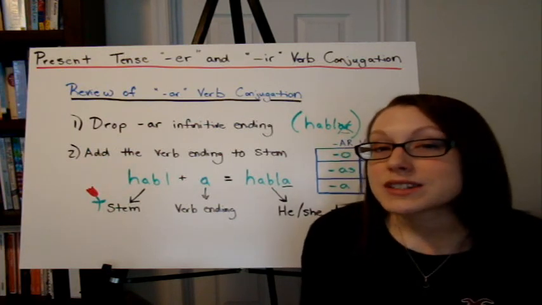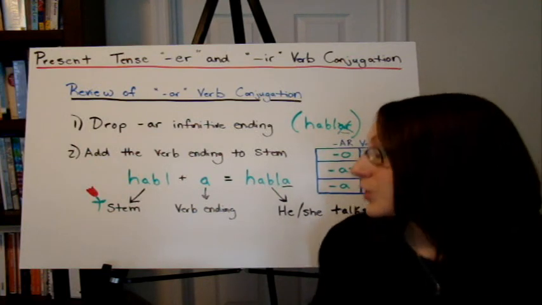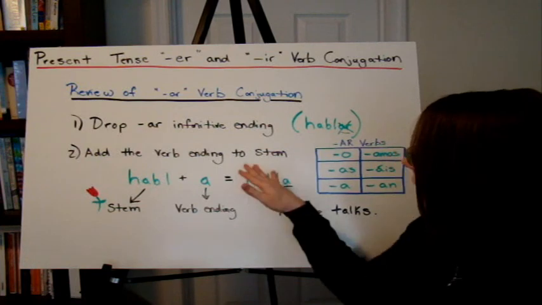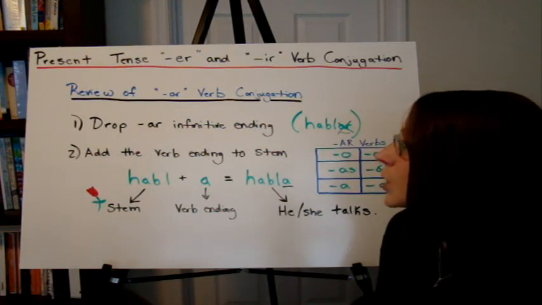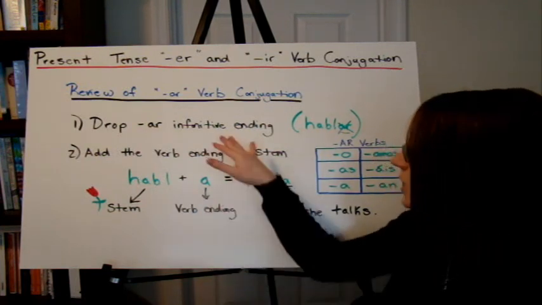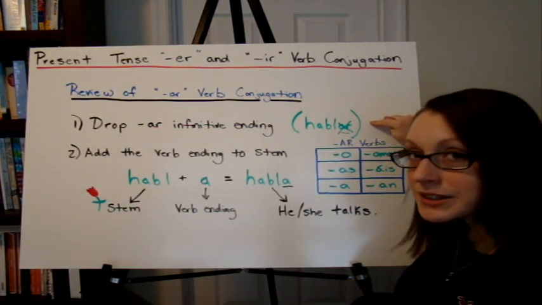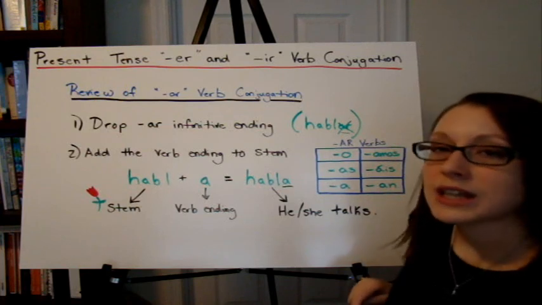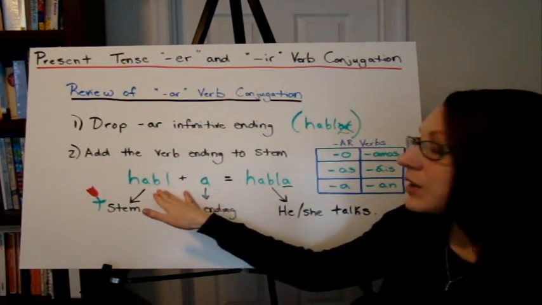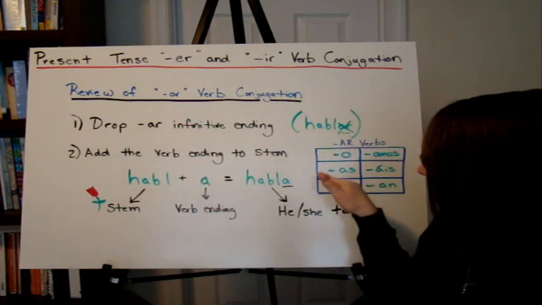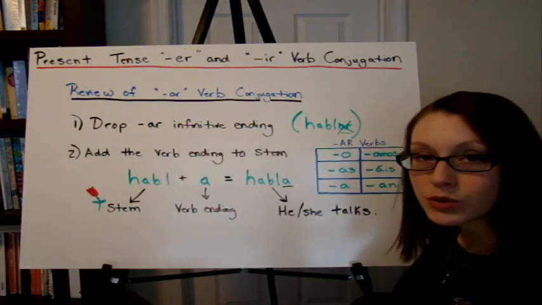So since they're so similar, let's review how to conjugate present tense AR verbs, just to refresh your memory. When we learned how to conjugate present tense AR verbs, the first step that we learned was that you drop the AR infinitive ending. For example, we used the verb hablar and we chopped off the AR. So we took that off and we had what was called the stem that was left. Then we needed to decide who was going to be doing the action.